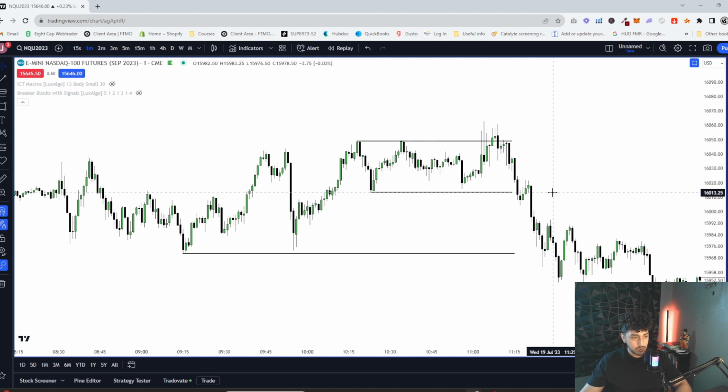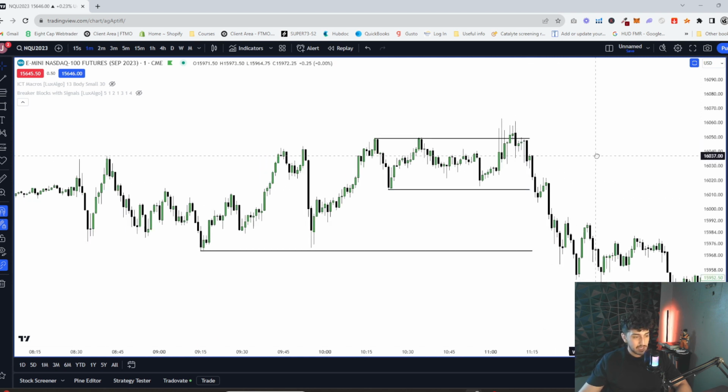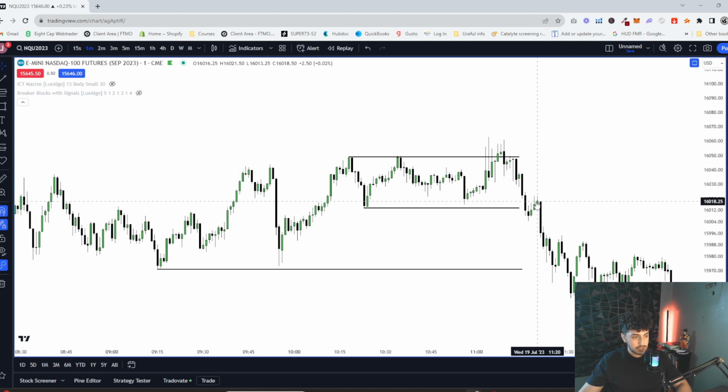The third one is not as high probability, to be honest, because if they start displacing above these fair value gaps, especially the first one and the second one, this one's probably not going to hold. And it is this 1 minute order block right here. So we have 3 bearish PD arrays.